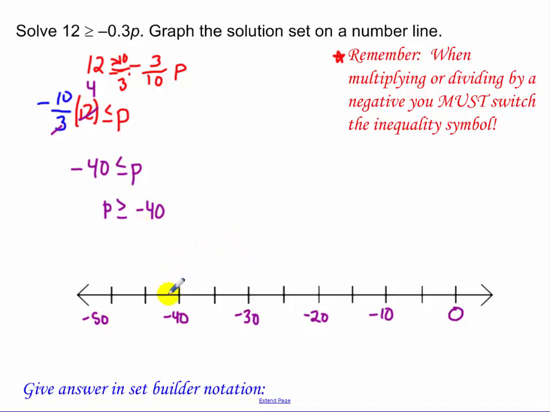So p is greater than or equal to, so greater than or equal to is a filled in dot, going that direction. Now again in set builder notation, p such that p is greater than or equal to negative 40.